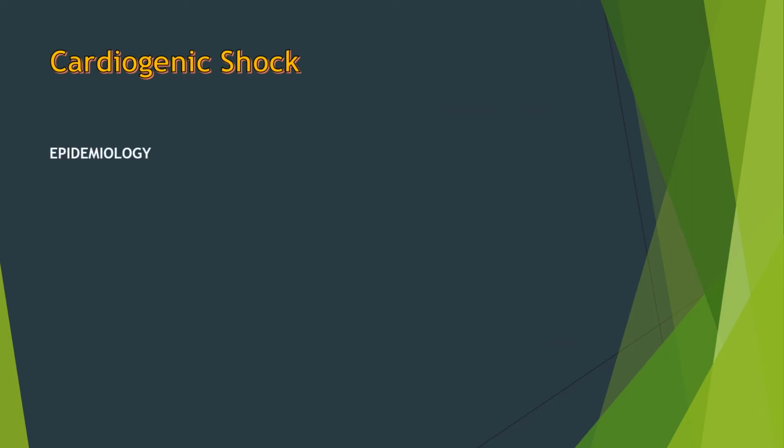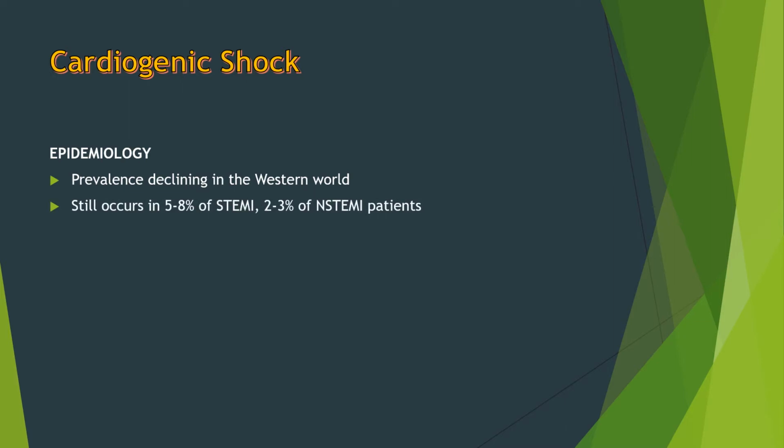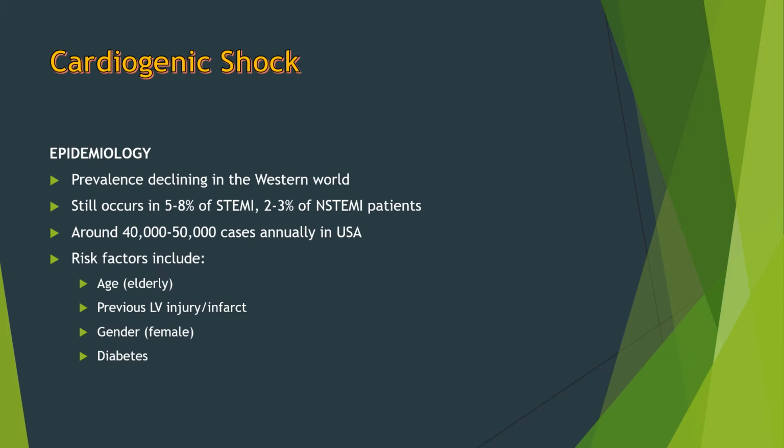Cardiogenic shock. The epidemiology of that is that it's declining in the Western world, but it still occurs in just under 10% of STEMI patients, just under 5% of non-STEMI patients, and there are about 40 to 50,000 cases annually in the United States. Risk factors include being old, having previous left ventricular injury or infarct, female gender, and having diabetes.